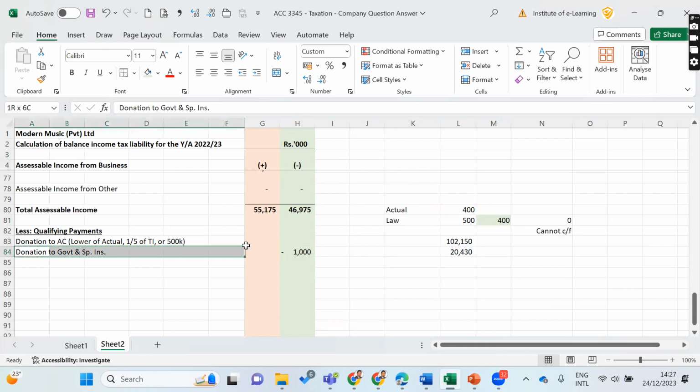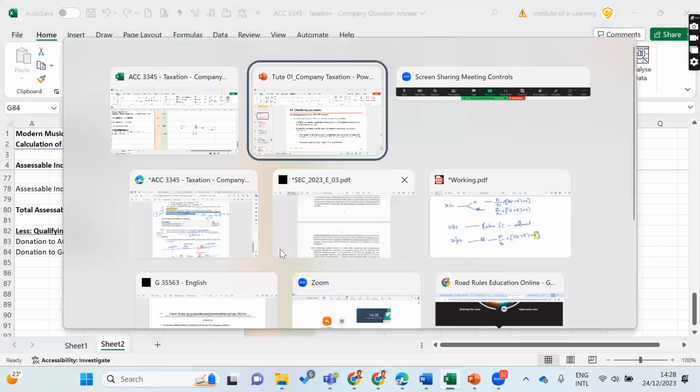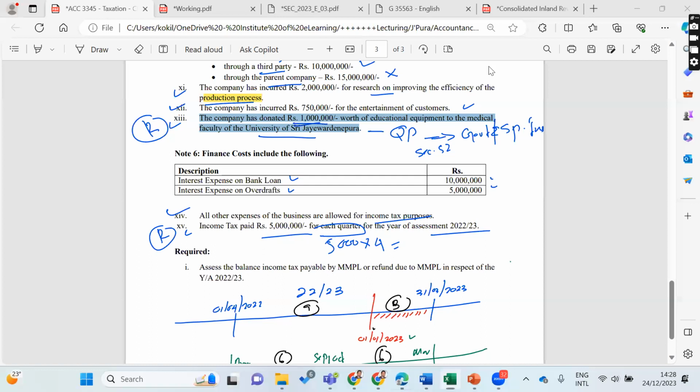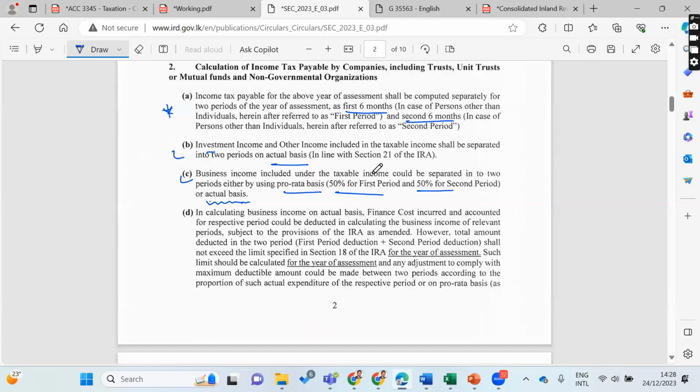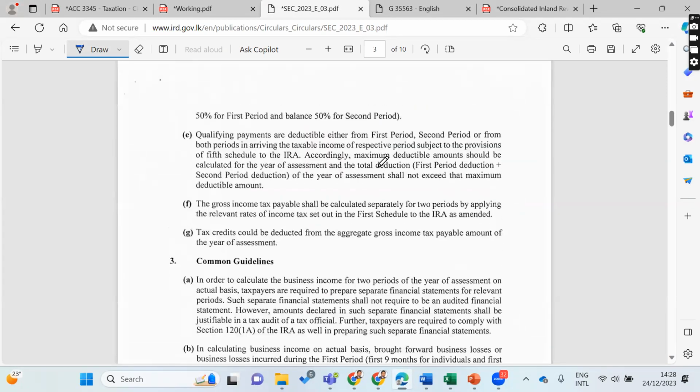So if you donate only, let's say, 400, you can claim only 400. No carry forward, right? Here, for a specified institution without any limit, you can claim 100%, entirely deductible. Then whether you take it in the first period or the second period is in your hands, because as per the circular given by the department ruling, a qualifying payment can be claimed in either the first period or the second period, that doesn't matter. So qualifying payments are deductible in either period. It's up to you, right?